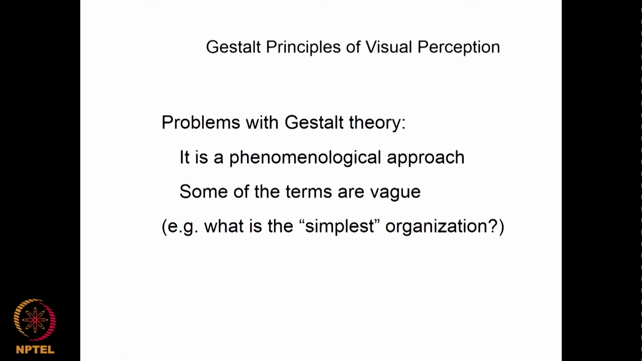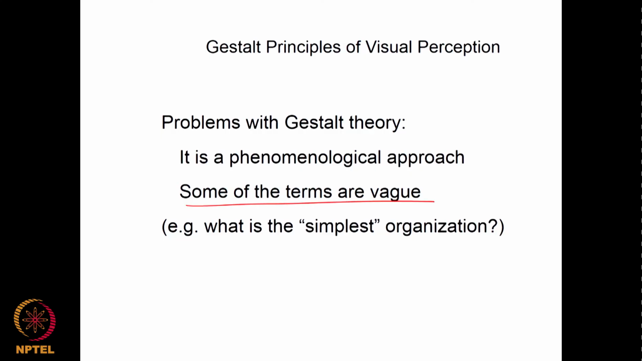We have seen some principles, but not all perceptions are explained by the Gestalt principles. Okay, there are some problems with it. Essentially, some of the terms are very vague. When we say a simplest organization, what is simplest? It is not very well defined. Okay. These are the problems with the Gestalt principles.